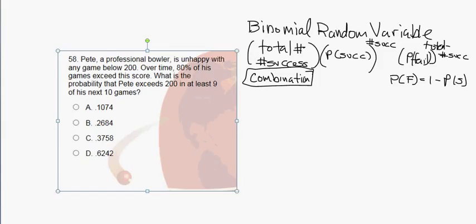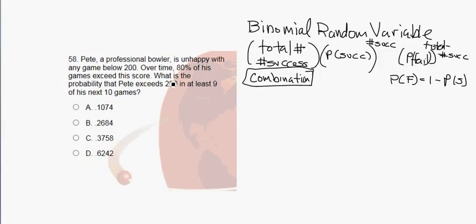Okay, so we're looking at a binomial random variable situation here. How do I know it's binomial? Because there's two events. In this case, his score is above 200, or it's not. And each time he bowls is independent of all the others, so it satisfies the binomial random variable. In this event, we have 10 total games that he's playing, so that's my total number.